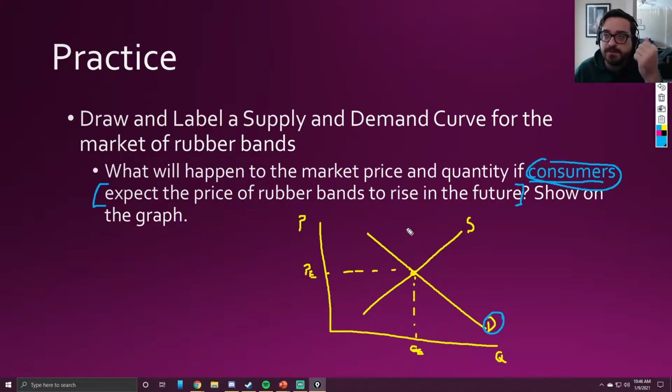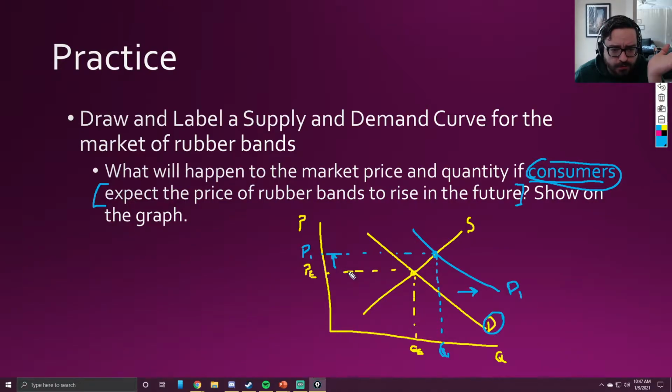Remember, in TRIPE, it was T-R-I-P-E. The E was expectations of future price changes. And when we think the price of a thing is going to go up in the future, we demand more of it right now. So demand rises for the good. And then what happens to my price and quantity? Well, my quantity has gone up and my price has gone up.